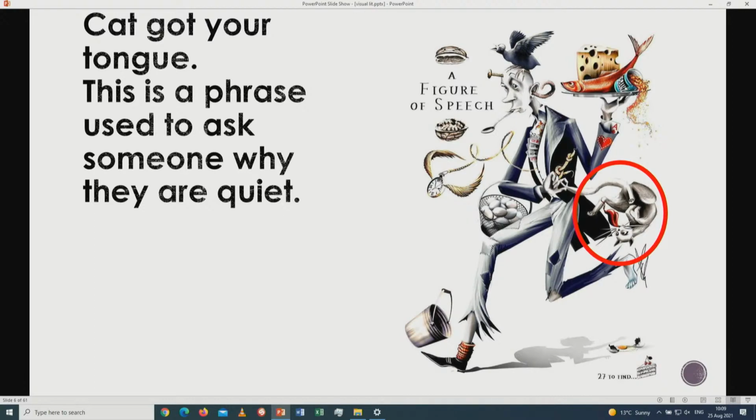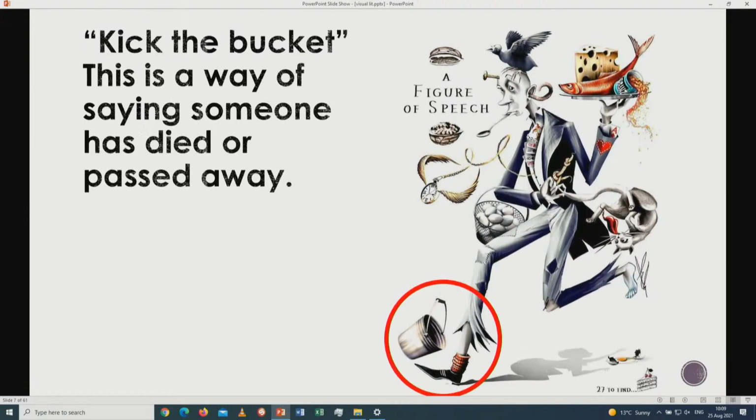Cat got your tongue. This is a phrase used to ask someone why they are quiet. That is why we said you use it throughout your lifetime. Kick the bucket. This is a way of saying someone has died or passed away. And it is there in the illustration.